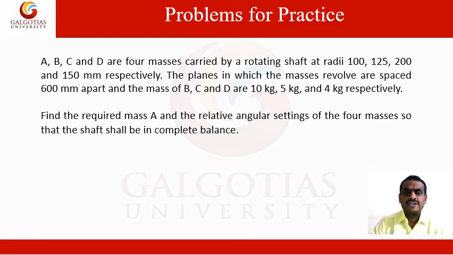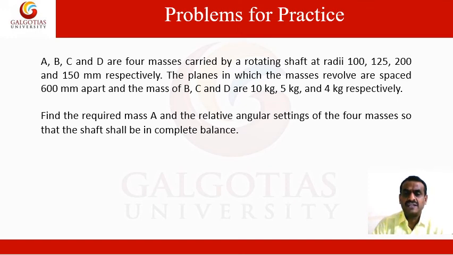Here is another problem on several masses rotating in different planes. Consider A, B, C, D are the four masses carried by a rotating shaft at radii 100 mm, 125 mm, 200 mm and 150 mm respectively. The planes in which the masses revolve are spaced 600 mm apart, and the masses of B, C and D are 10 kg, 5 kg and 4 kg respectively. Find the required mass A and the relative angular settings of the four masses so that the shaft shall be in complete balance.